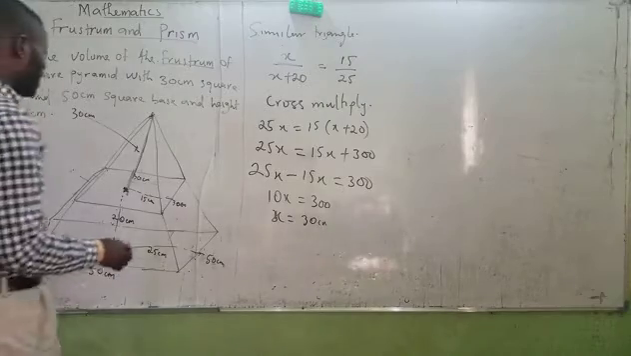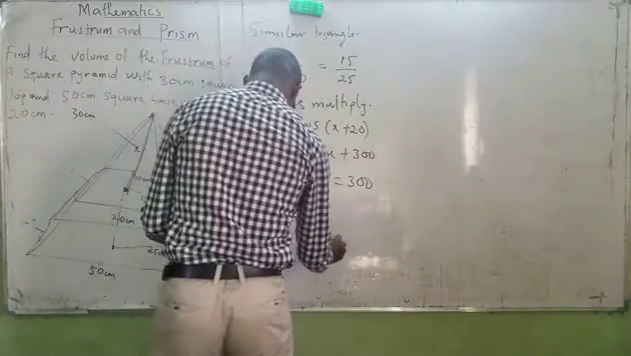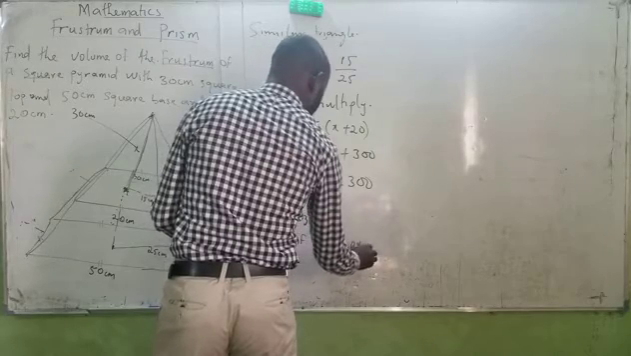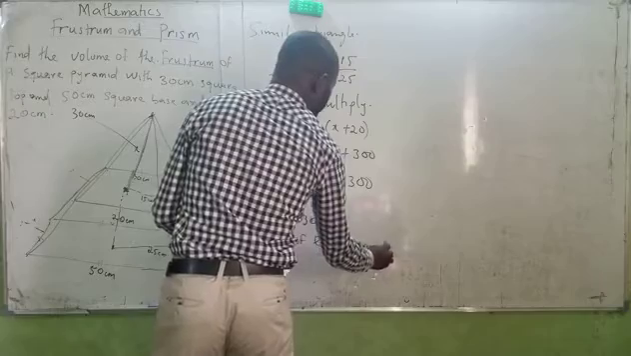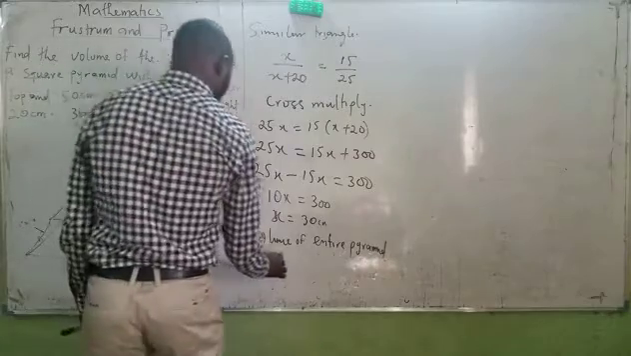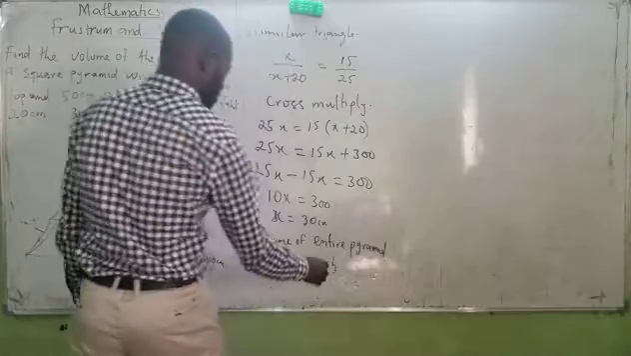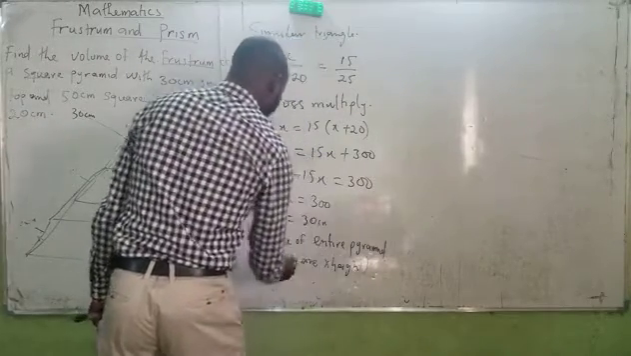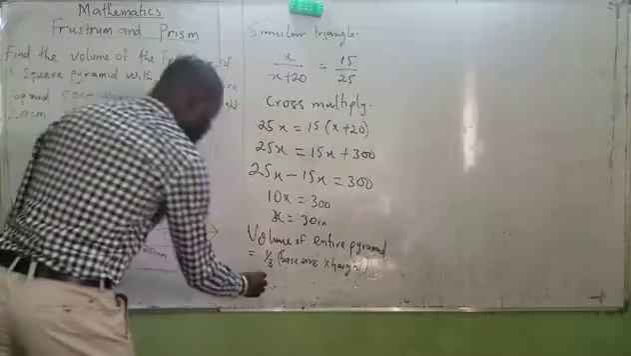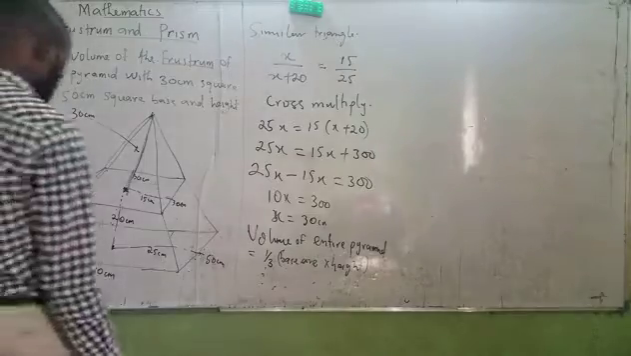Yes. Now, I will move on to the volume of the whole pyramid. The volume of the entire pyramid will be equal to 1/3 of the base area multiplied by the height. What is my base area? My base area is 30 times 30. Oh, sorry, the base area of the entire pyramid, that will be what?